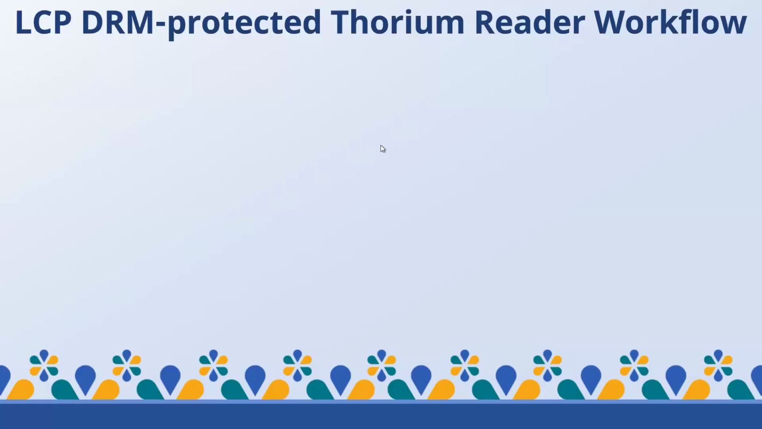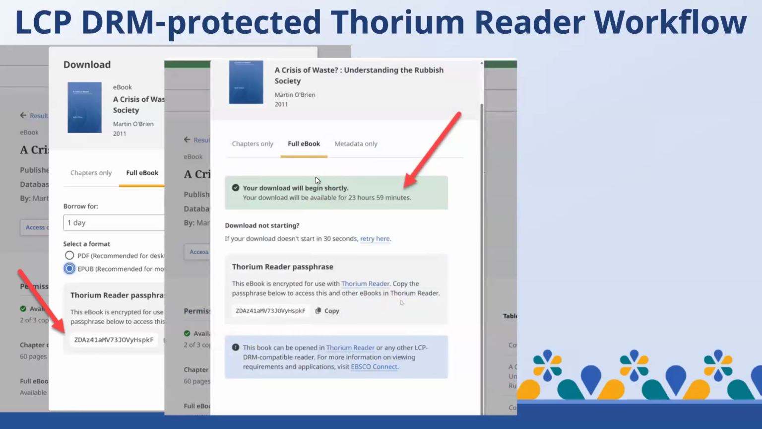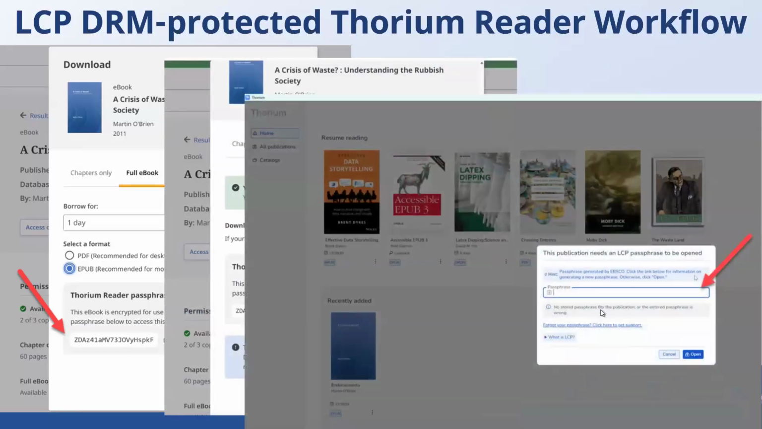Perfect. Okay. So quickly, this is the workflow. If you are going to download a DRM protected title, you'll see this little modal. You'll select the number of days. You'll select your format. EPUB is recommended because that's a more accessible experience. Then you will generate the passphrase. You'll copy that passphrase, and then it will give you a confirmation. You'll enter that passphrase, and then you'll be brought to the Thorium reader.